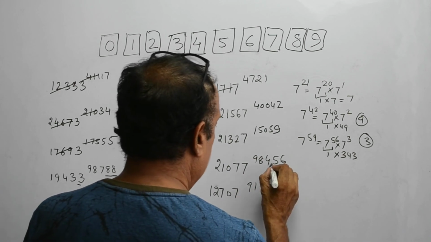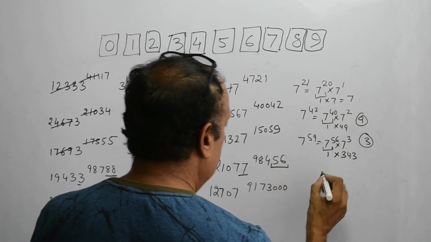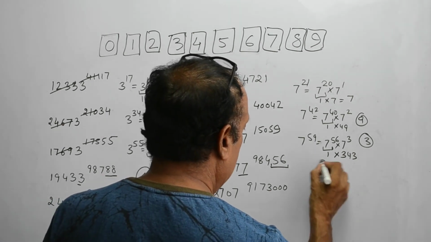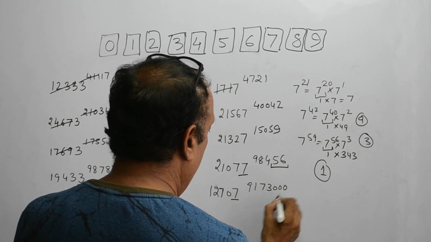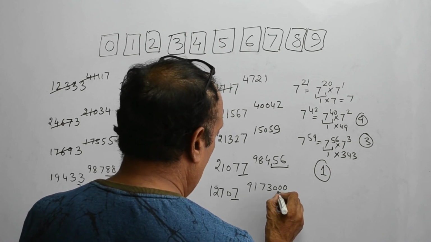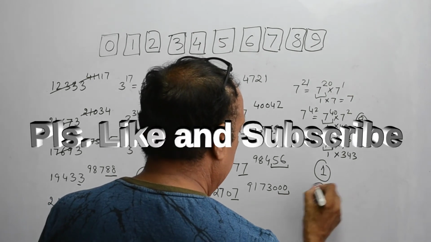56 is already divisible by 4. So 7 raised to power 56 will give us 1 as the last digit. 7 raised to a power which is already divisible by 4, because the last two digits are 0, again is going to give us 1 as the last digit.